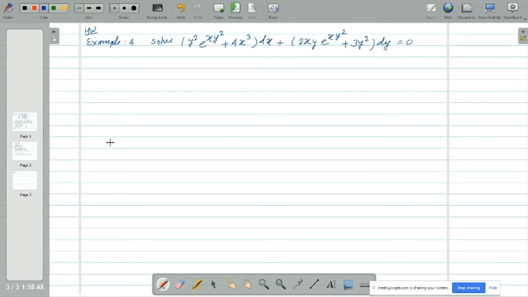Now we will move to the next type of problem. That is, if the given differential equation is not exact, then what do we have to do for that? So the topic is: equation reducible to exact differential equation.